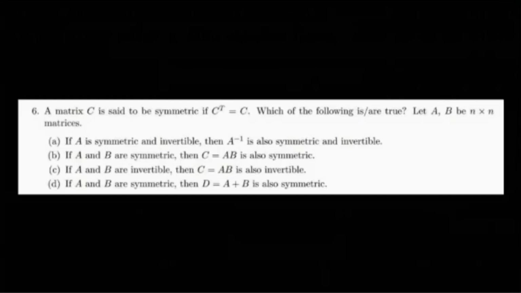Today we are going to solve this problem from CMI Data Science 2022, problem number 6. So let's start with problem number 6. This problem says a matrix C is said to be symmetric if C transpose is equal to C. Which of the following is or are true? Let A and B be n cross n matrices. So there are four options. We have to check which of them are true and false. The first one says if A is symmetric and invertible, then A inverse is also symmetric and invertible. So let's check that.